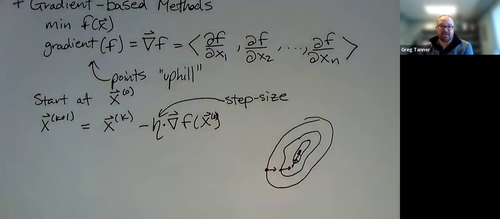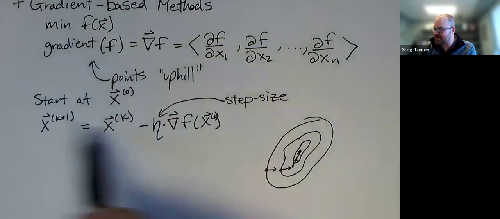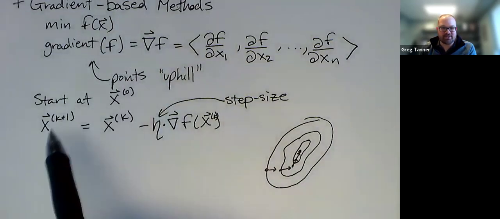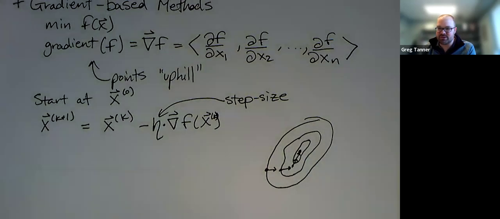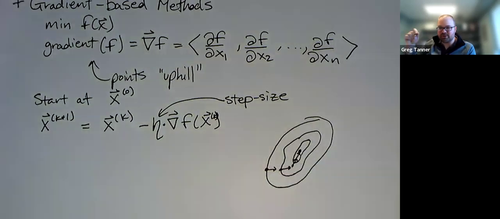Okay, and if it's convex and continuous and some other nice things, then we're guaranteed that these gradient-based methods will eventually bring us to the optimal solution. Essentially, we're making small steps. Each step brings us downhill and brings us closer to the optimal solution.